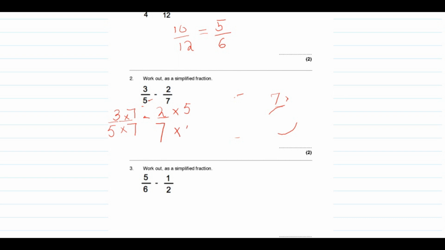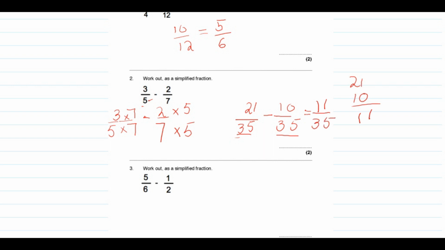Okay, so now what you're going to get is 3 times 7 is 21. So I'm writing here 21. In the bottom I got 5 times 7, which is 35, minus 2 times 5 is 10, and 7 times 5 is 35. So now we have the same denominators. We can easily subtract these two numbers. 21 minus 10 is going to give you 11. So I'm writing here 11/35. So this is going to be your answer.